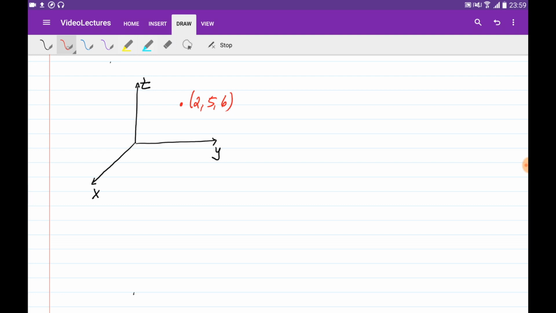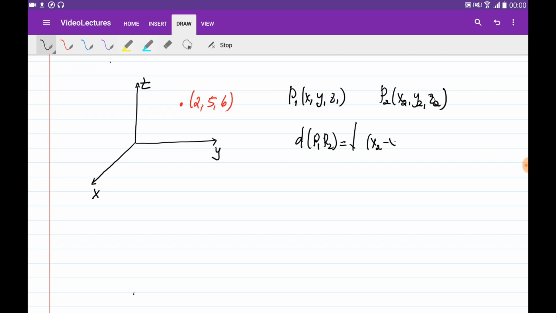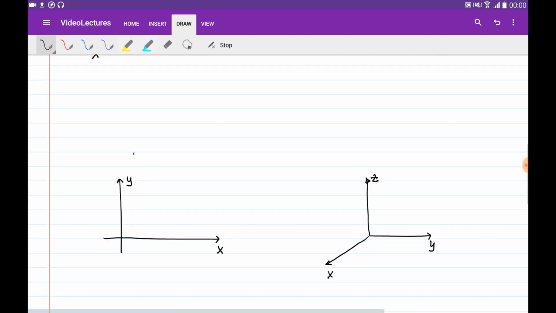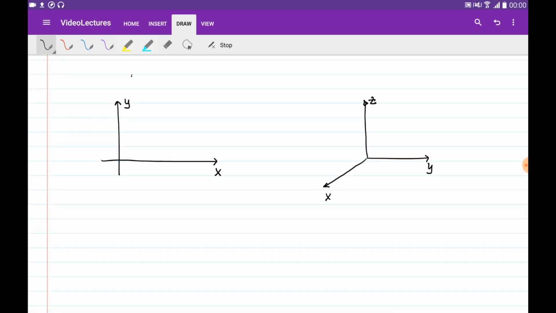In the same manner, we can find the distance between 2 points if we're given a point with the coordinates x1, y1, and z1, and a second point with the coordinates x2, y2, and z2. The distance between the points P1 and P2 is going to be the square root of x2 minus x1 squared plus y2 minus y1 squared plus z2 minus z1 squared. At the same time, we can draw curves in the 2-dimensional space or in the 3-dimensional space.